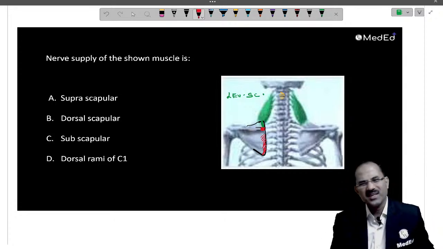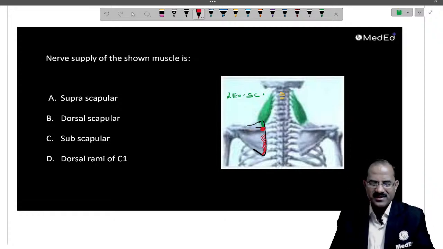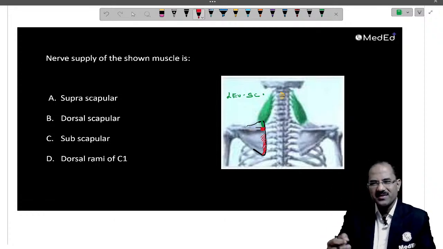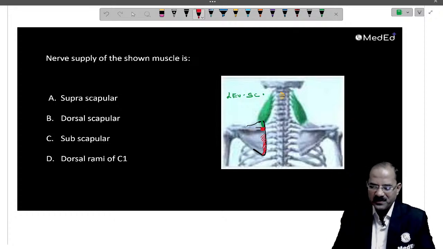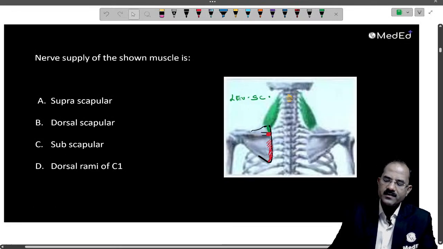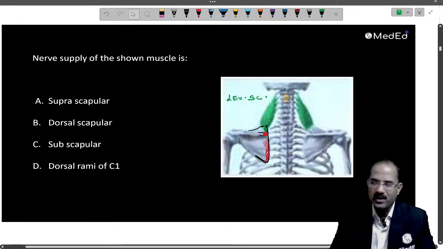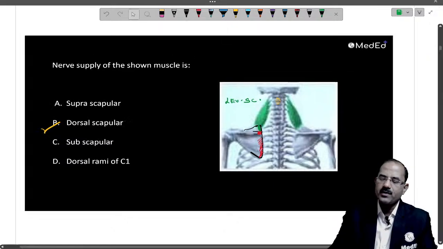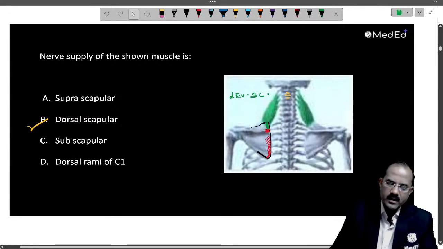Shall I answer? Even if it is wrong, it's okay. I'm here to correct you. You can make mistakes here, not in the exam. Right? The nerve supply of levator scapulae, the rhomboides minor. So this is levator scapulae, here will be rhomboides minor and that's rhomboides major. The nerve supply is, yes, dorsal scapular nerve. The answer is dorsal scapular nerve. It is also known as the nerve to rhomboids.